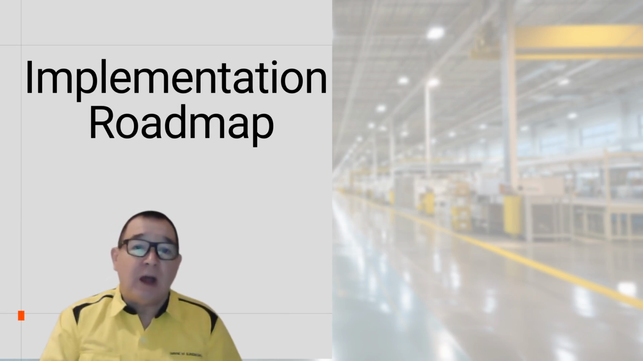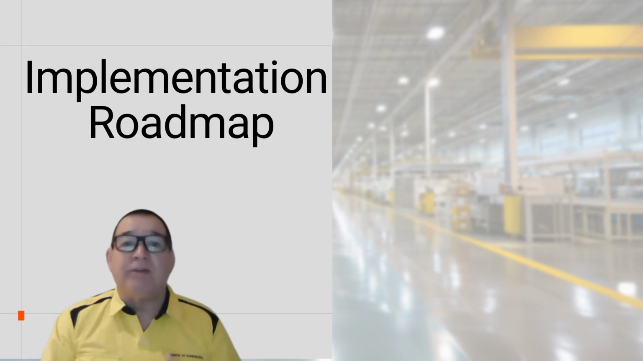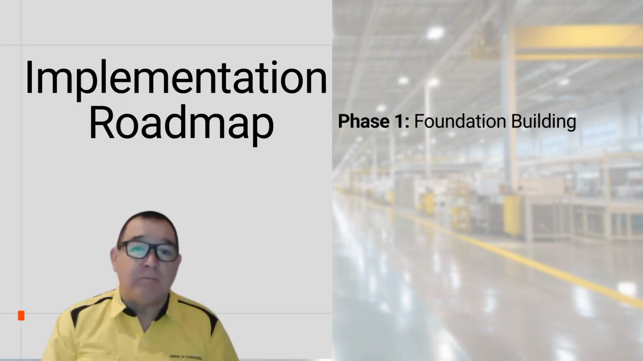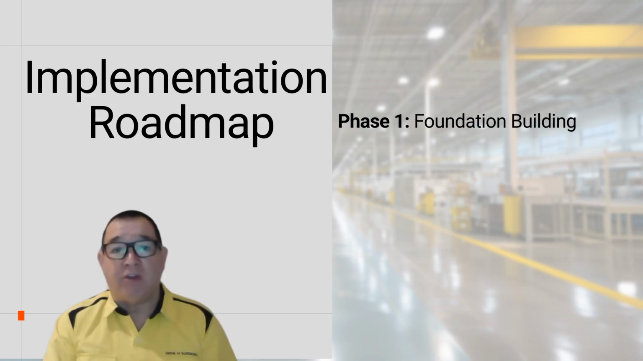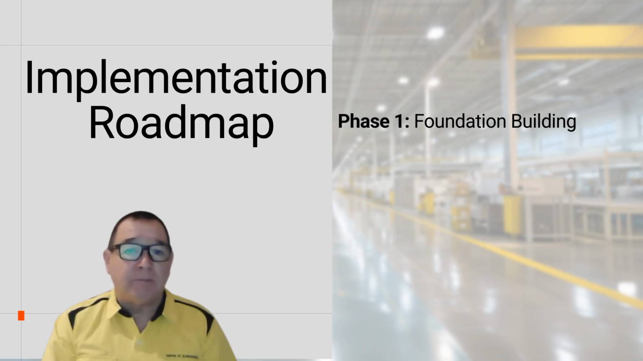Here is a quick look at how we can implement a roadmap for human factors analysis. Phase 1, Foundation Building. Develop human factors competency within your investigation team through training and certification programs. Establish investigation protocols that explicitly include human factor analysis components.